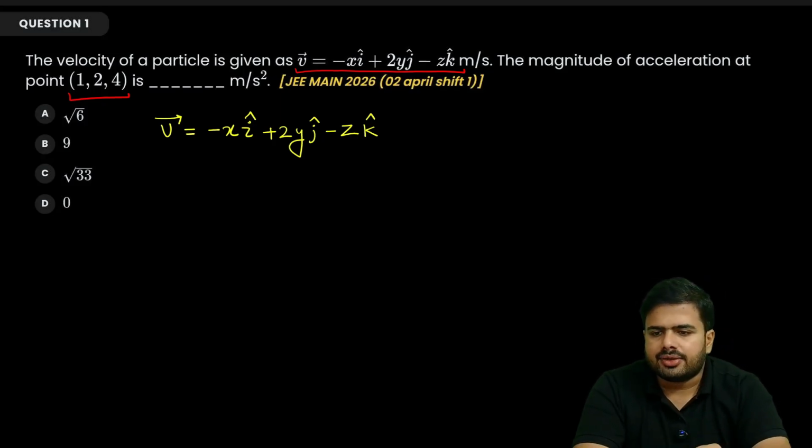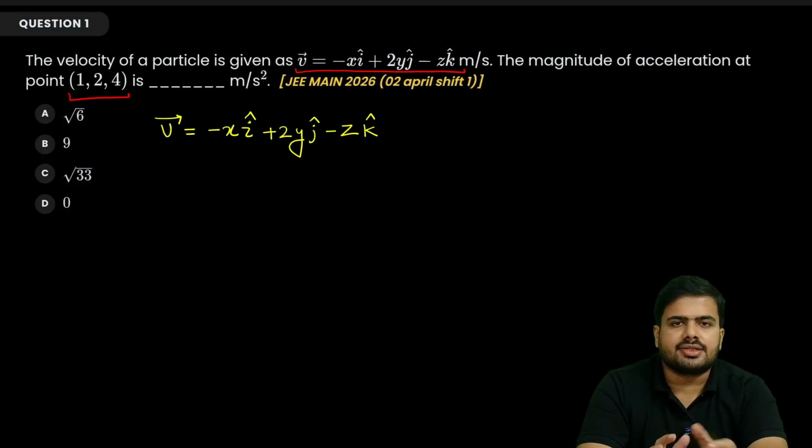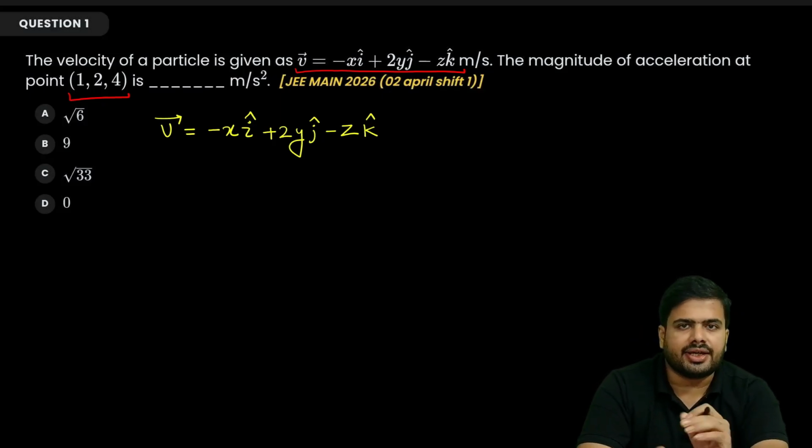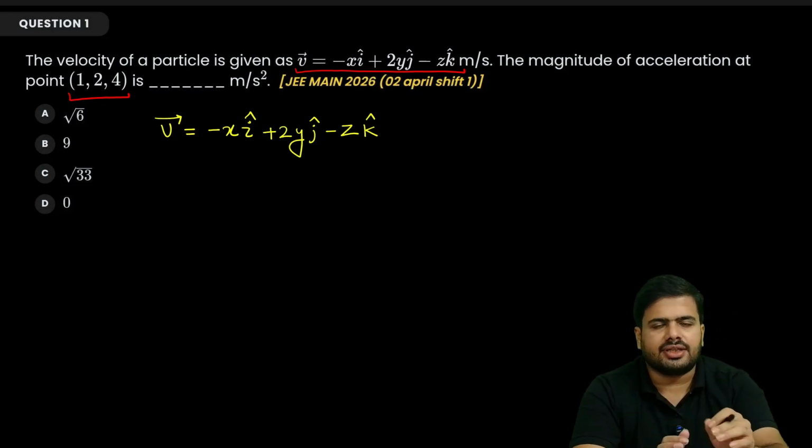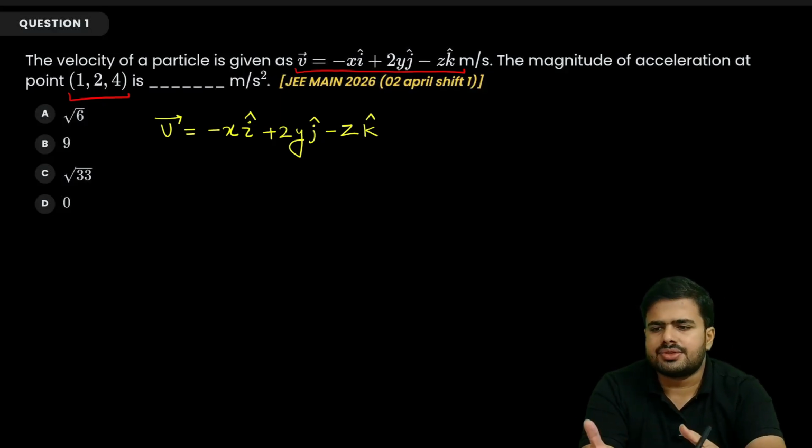So what we can do is find the acceleration along each direction: I have to find ax, ay, and az. That is the key idea here. I'll find the acceleration along each direction, then substitute the values 1, 2, 4 at the respective point, and then I'll get the acceleration.